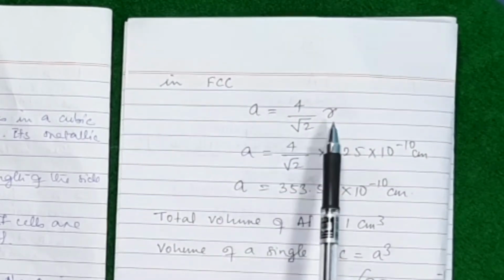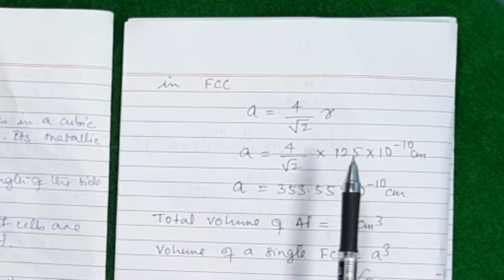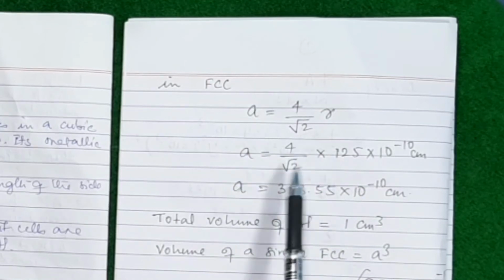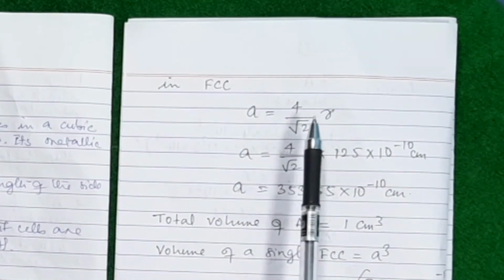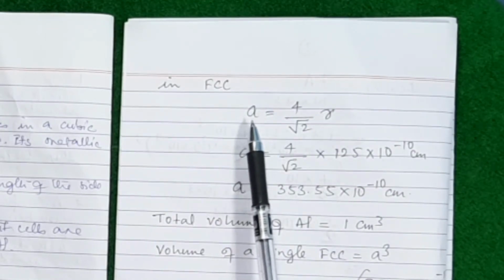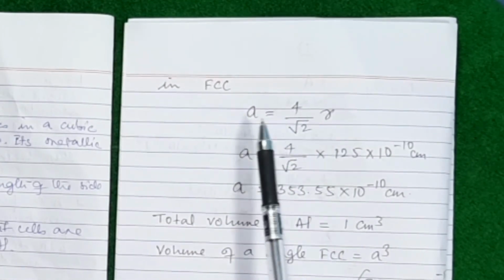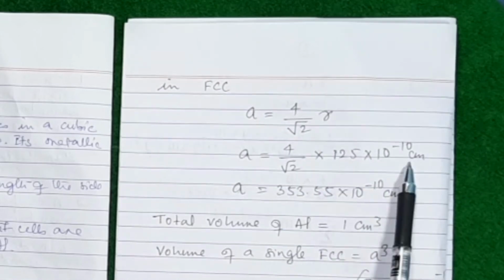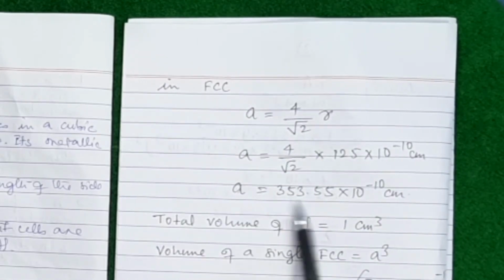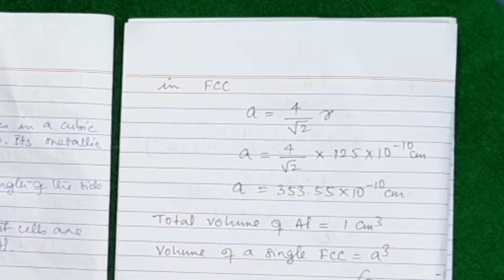This is the relation between a and R for FCC. This calculation was also there in the video which I posted. You are supposed to derive this actually. So a equals 4 by root 2 R. In case of BCC, remember what was the relation? a equals 4 by root 3 R. But in case of FCC, the relation between a and R is a equals 4 by root 2 R. R is given, so I replace the value of R and I calculated a as this much. So I got the edge length.